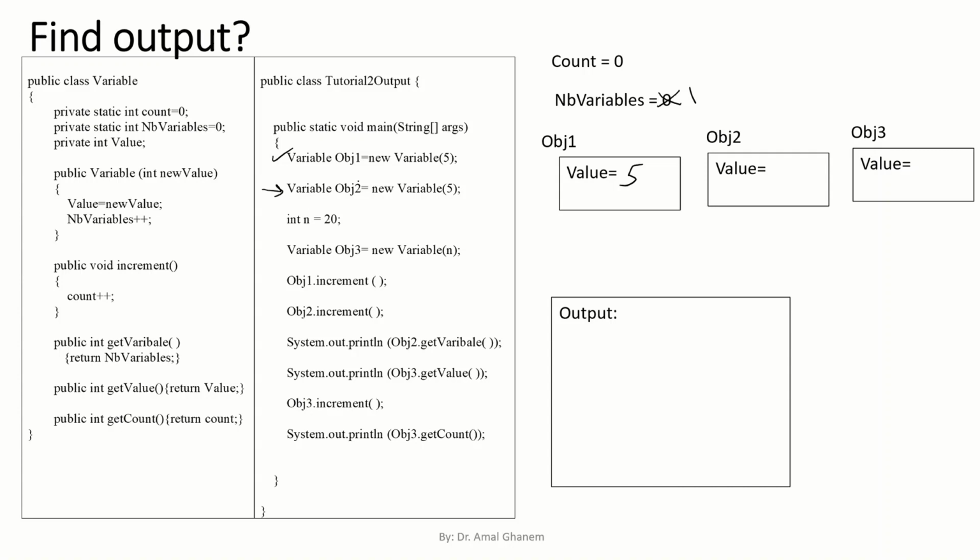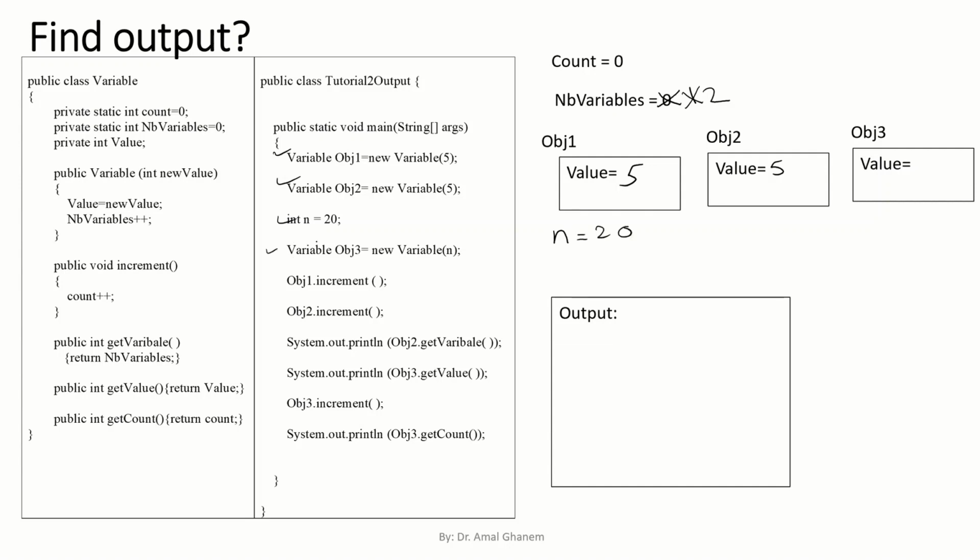We have another object, object 2. We will have to call the constructor and send 5. So I will call this constructor and send 5. 5 should be saved in the value, and number of variables should be incremented, so it will be 2. Now we have integer n equal 20. This is just like a normal variable and the value is 20.